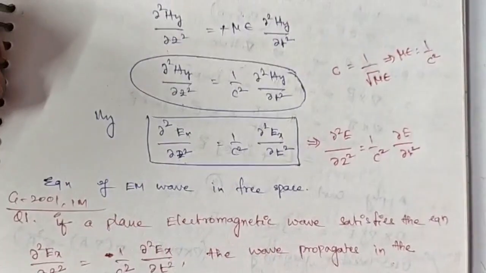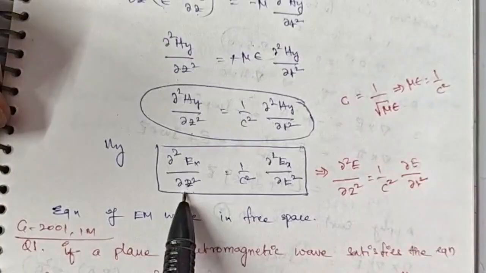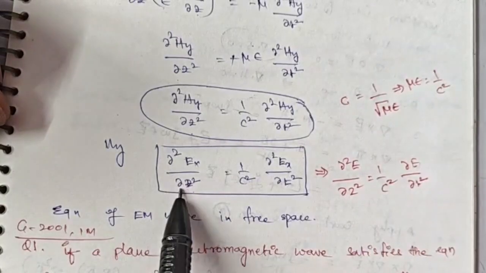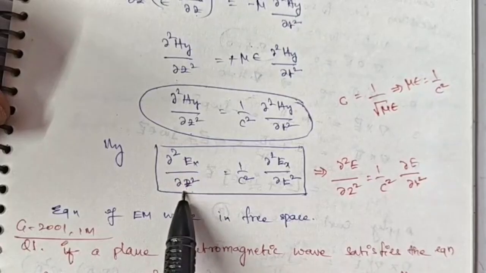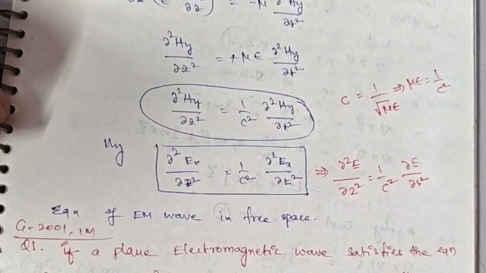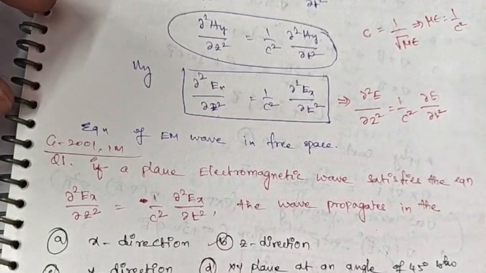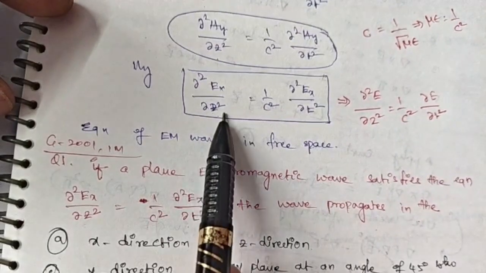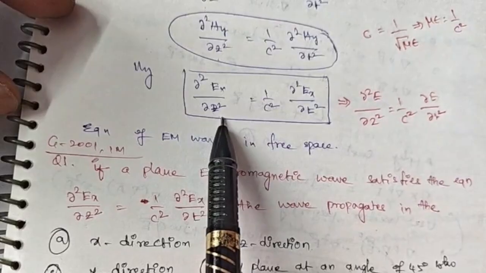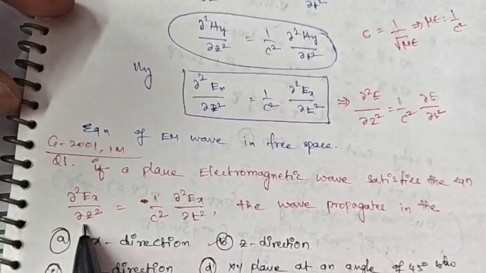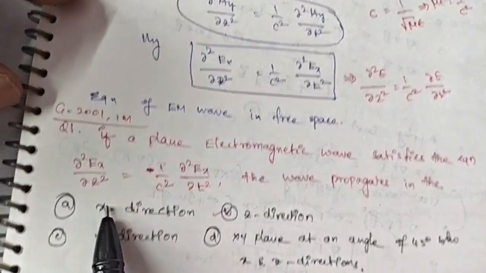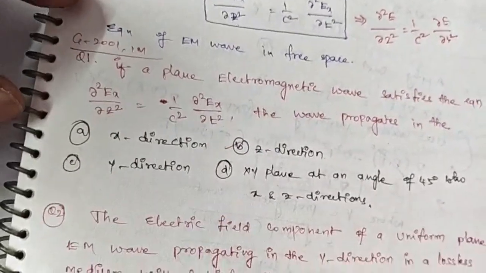By deriving this, we assumed the wave is propagating along the z direction, that's why we got ∂²/∂z². If I take the x or y direction, then if it is x, we will get ∂²/∂x². So from this expression we can say in what direction the wave is propagating. By our assumption the wave is propagating in the z direction. That's why, by seeing this question, we can say directly the wave is propagating in the z direction.